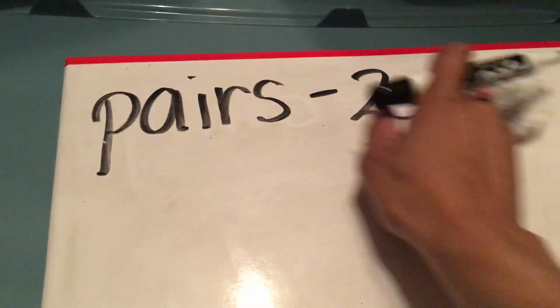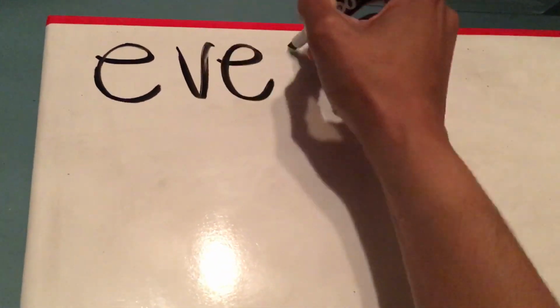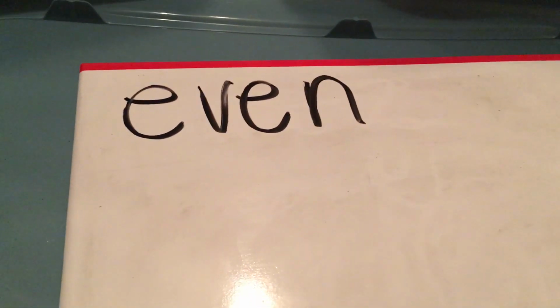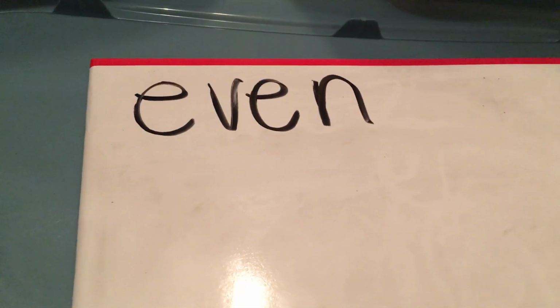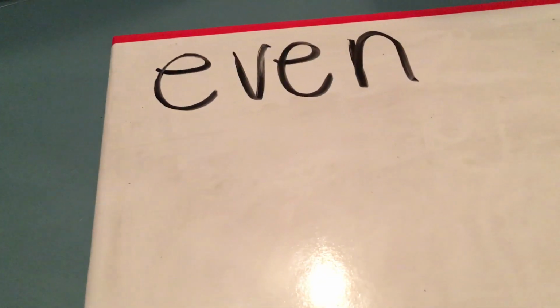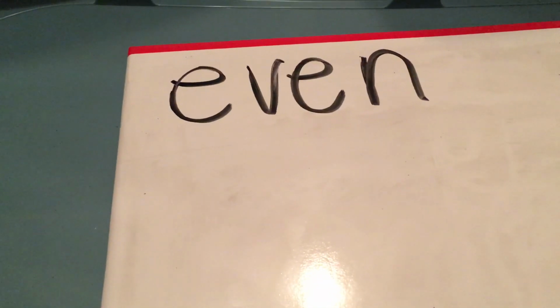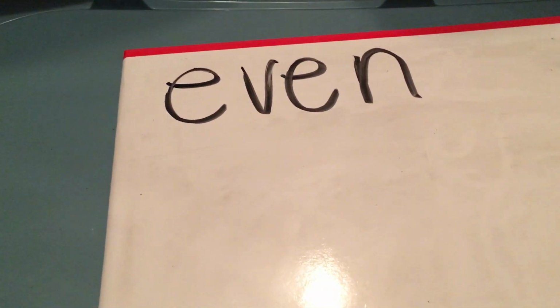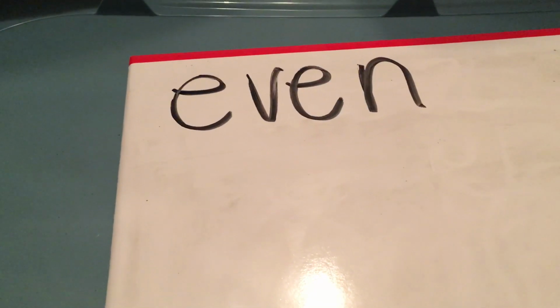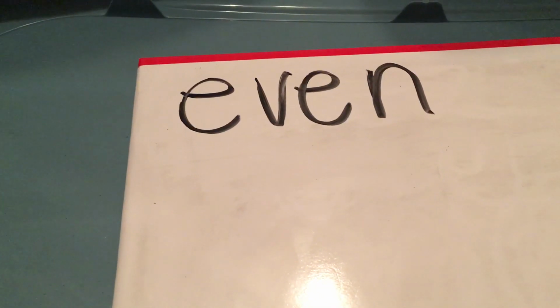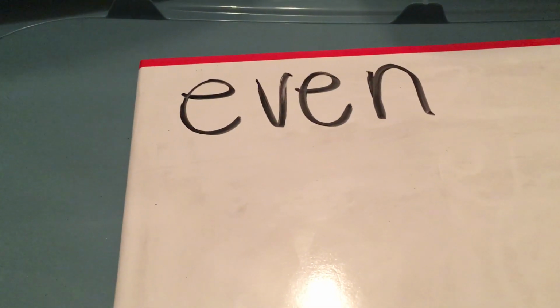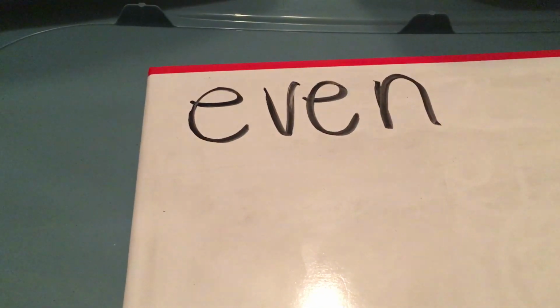All right. The next vocabulary word we're going to talk about is even. Okay. So what does it mean if something is even? If something is even, that means that it can be put into equal groups. If I have an even amount of something, that means I'm not going to have anything left over. So let's look at some numbers and figure out whether they're even or not.